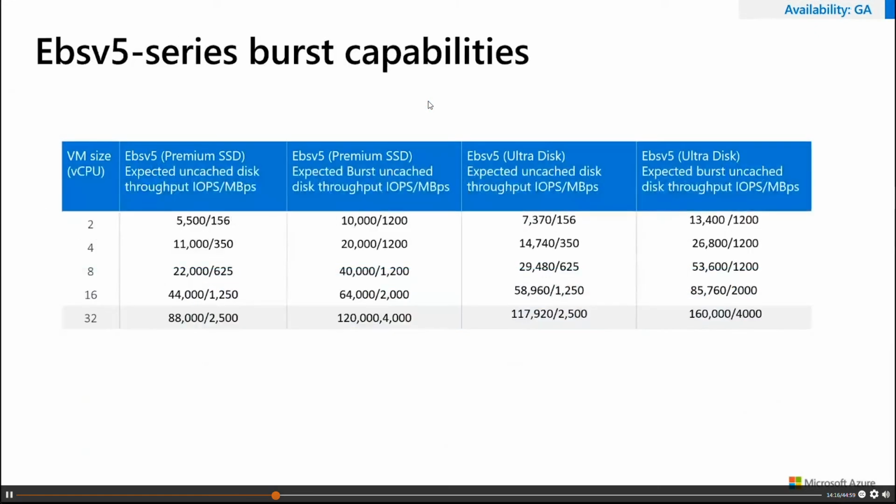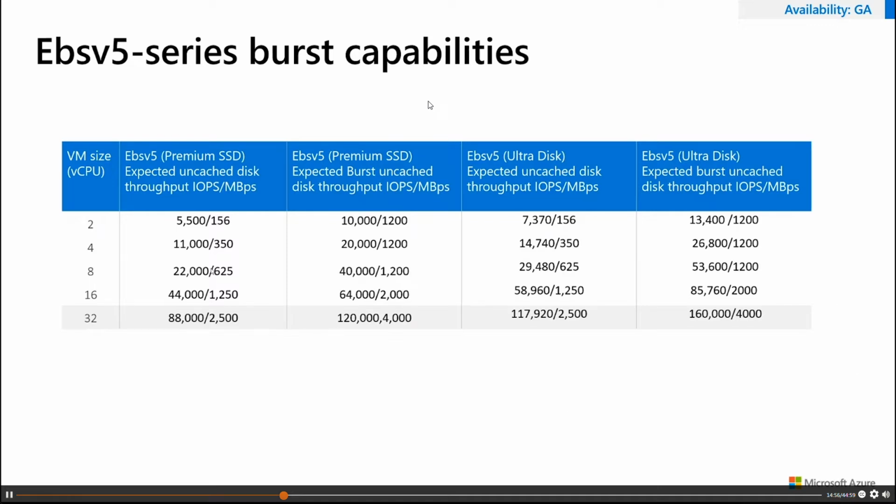Now, we know that certain applications, such as batch jobs, generally require a baseline performance most of the time, but higher performance for a short period. And bursting can be very helpful in these scenarios. Azure offers the ability to boost the storage IOPS and throughput performance through bursting on both virtual machines and the disk. The EBS V5 and EBDS V5 series are enabled with bursting support, allowing you to hit about twice more in IOPS and doubled or even higher on throughput, depending on the VM size.